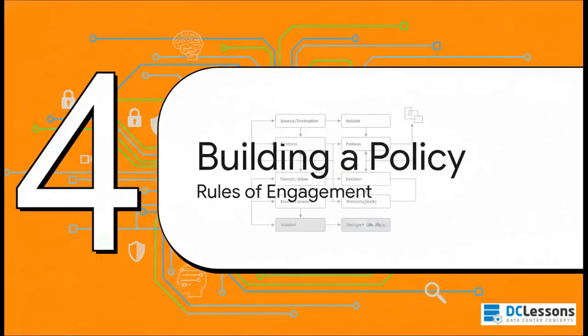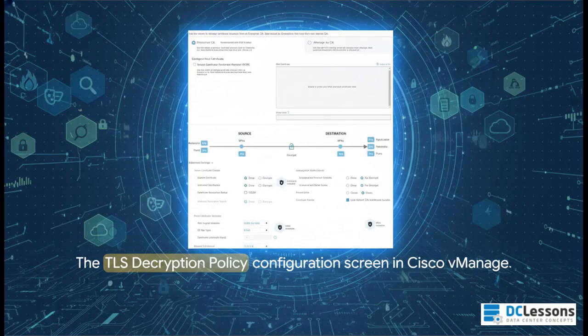All right, so you've picked your CA model, you've got your foundation of trust all sorted out. Now what? Well, now we get to build the brains of the whole operation, the decryption policy itself. This is where we define the rules of engagement. And here we go. This is a look at the actual policy builder inside vManage. This is where the magic happens.